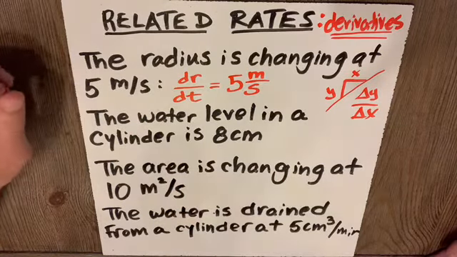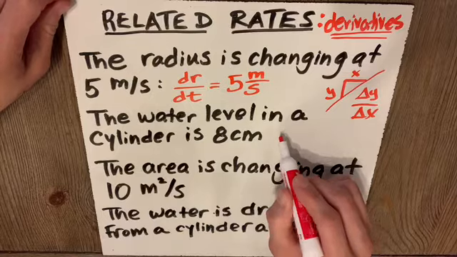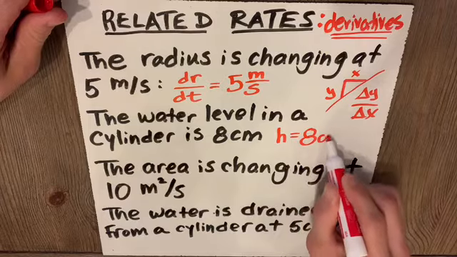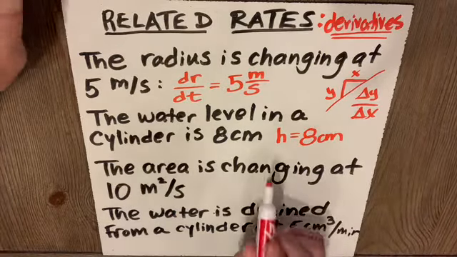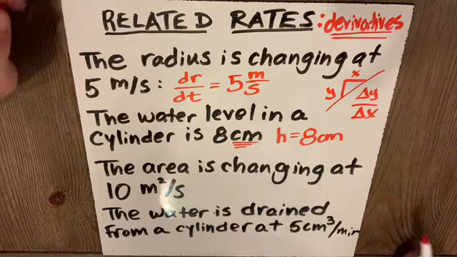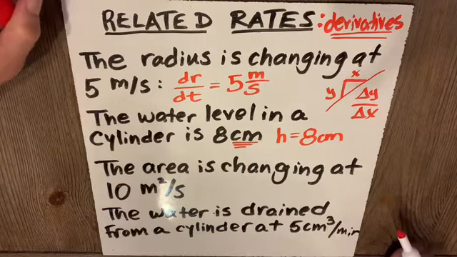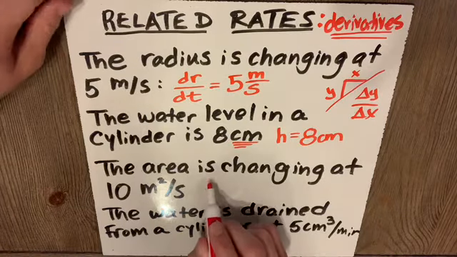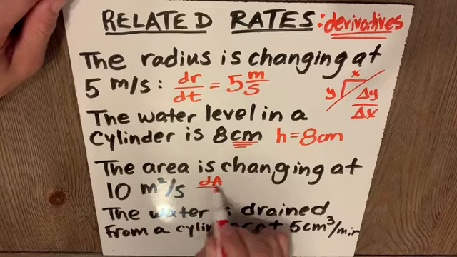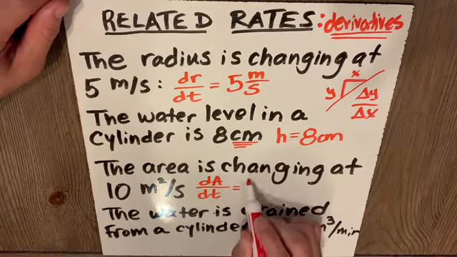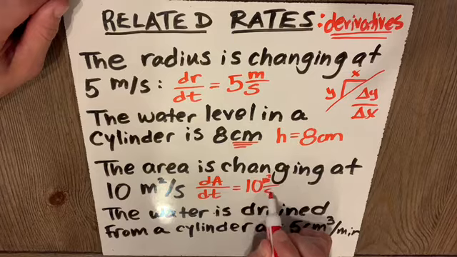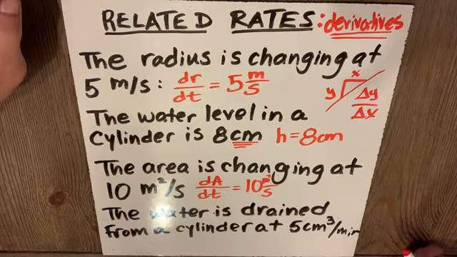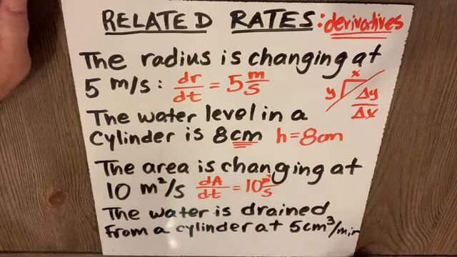The water level in a cylinder is 8 centimeters. Well, maybe the height of the level of water in the cylinder is 8 centimeters. So maybe we just say h is 8 centimeters. Notice the units. There's no rate there. It's not something per something, something divided by something. The area is changing at 10 meters squared per second. So dA, change in area per change in time, is 10 meters squared per second. Notice, some unit divided by some unit of time. Then we have a rate. The derivative dA/dt is 10 meters squared per second.